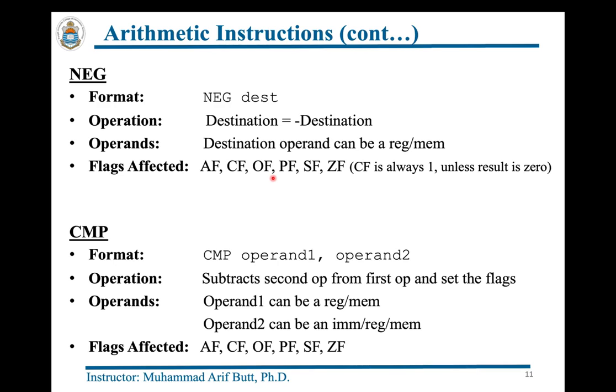After negate, we have the CMP or the compare instruction, which is similar to the subtract instruction. That is, it subtracts the second operand from the first operand and sets the flags. The only difference is that only the flags are updated. The result is not stored in any of the operands.